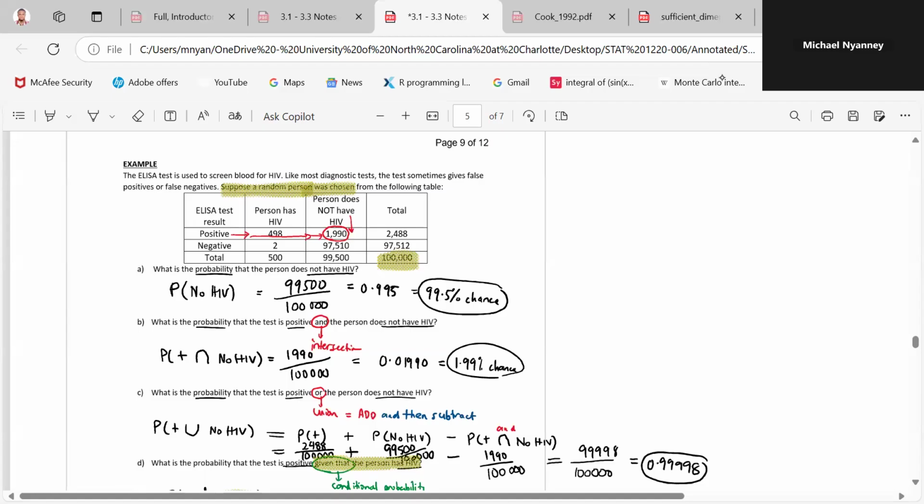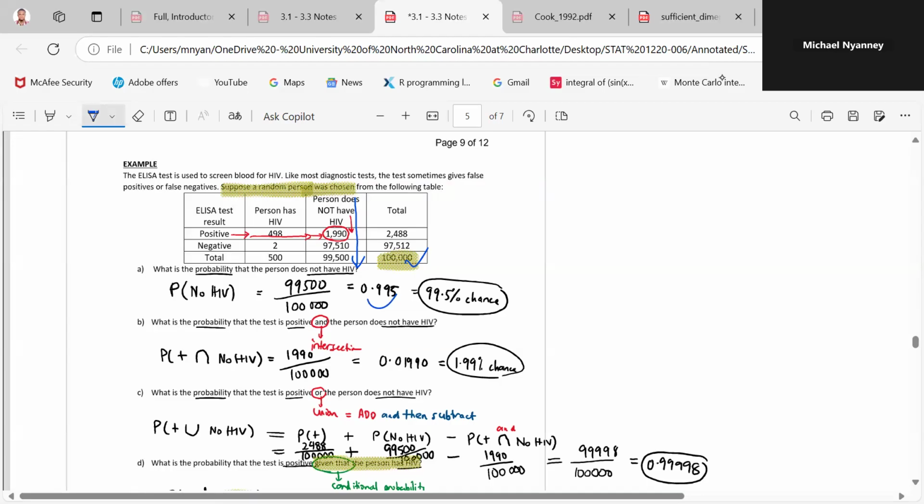Now, what is the probability that the person does not have HIV? So we go to this column, and how many people do not actually have HIV? Those that do not have HIV are those people here, and we have the total to be 99500. So you pick this number and divide by the total number of people that you're talking about. That is what? 100,000, right? So this gives you the probability.